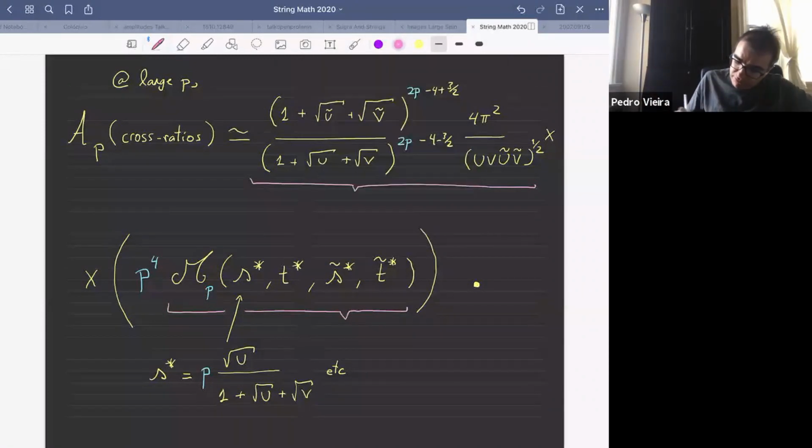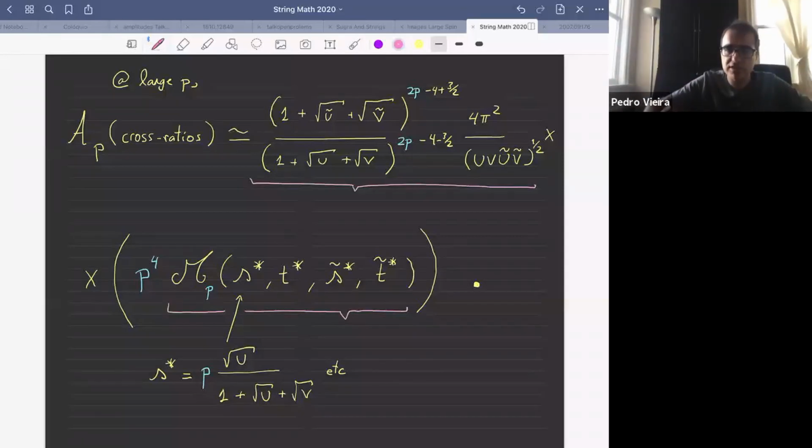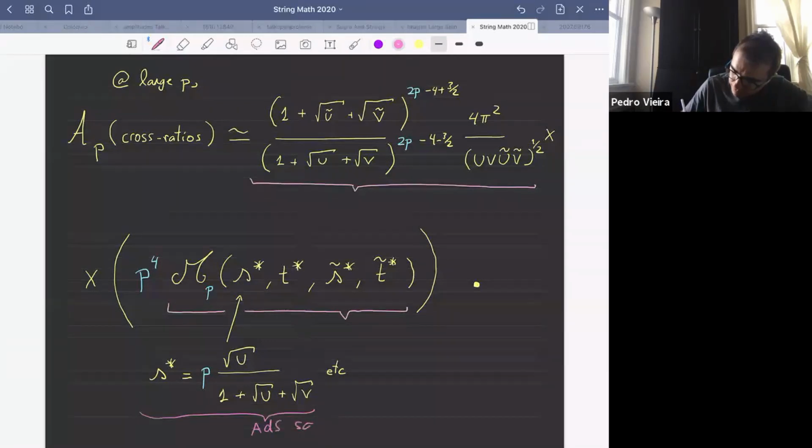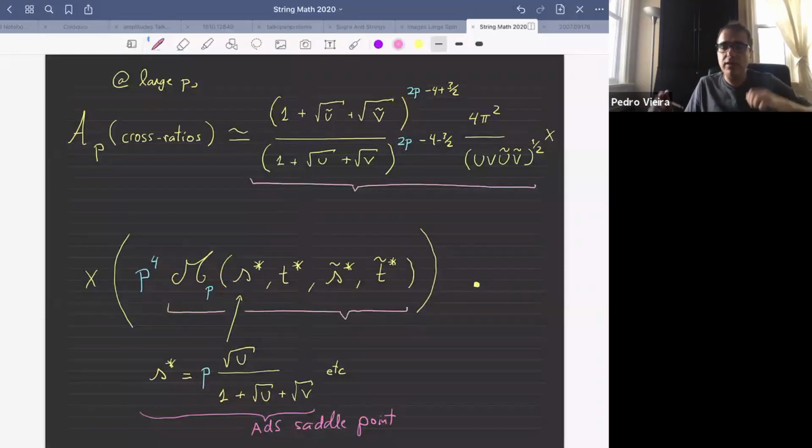And here is the value, for example, of the saddle point. If I do the saddle point equations, I get this S star, for example. I would call this one AdS because it's related to the cross ratios U and V. I would say that this is an AdS saddle point. And there are similar saddle point equations for S tilde, T tilde, and so on that I would call sphere saddle points. So I take my Mellin amplitude and I evaluate it at the values dominated by this saddle point.